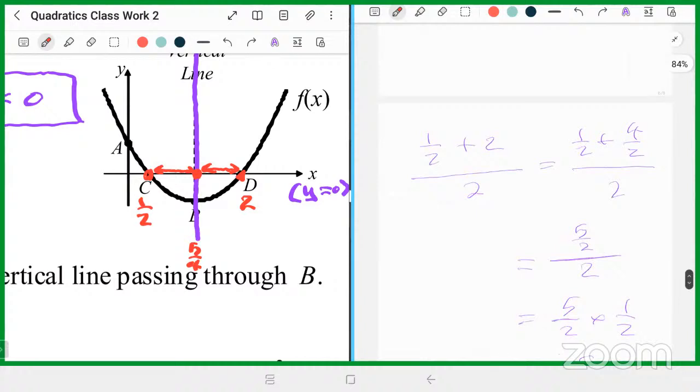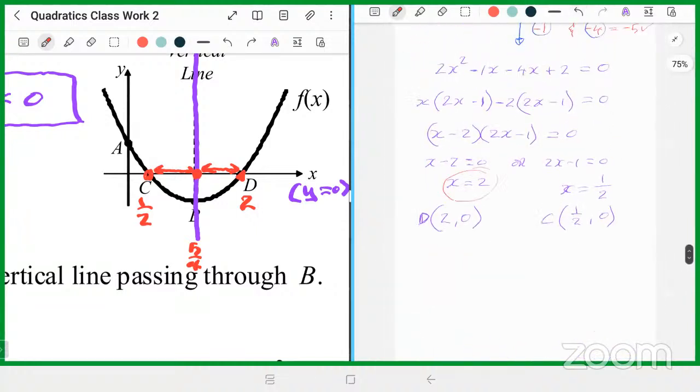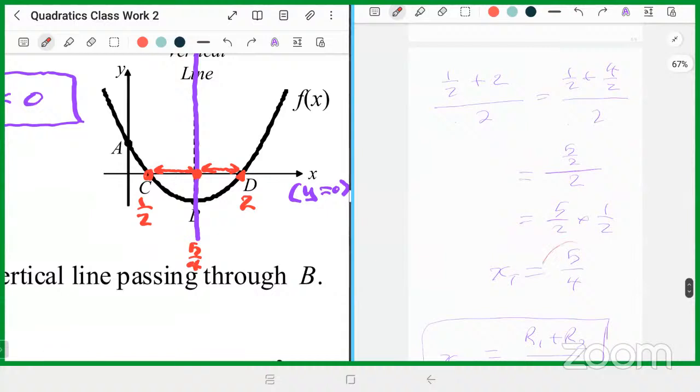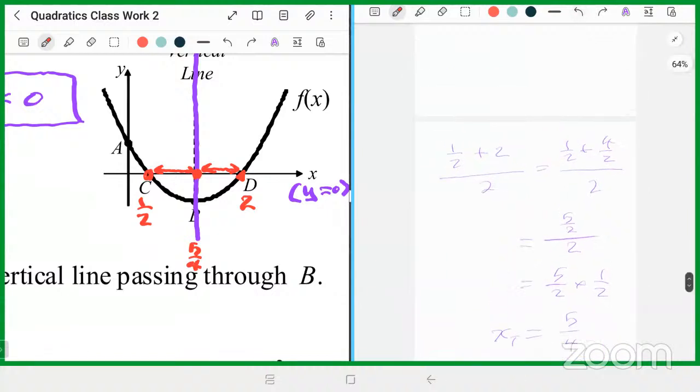I'm just taking the average of the two roots. One root was a half and the other root was 2. We just calculated them a while ago. See them here? If I average them by adding them first and then dividing by 2, that's what you're going to get: 5 over 4. You can put this in the calculator and get the same thing, but I don't want to spend time working that out because I don't want to digress from the purpose of the class. But if you like, you can put it in the calculator and work it out.